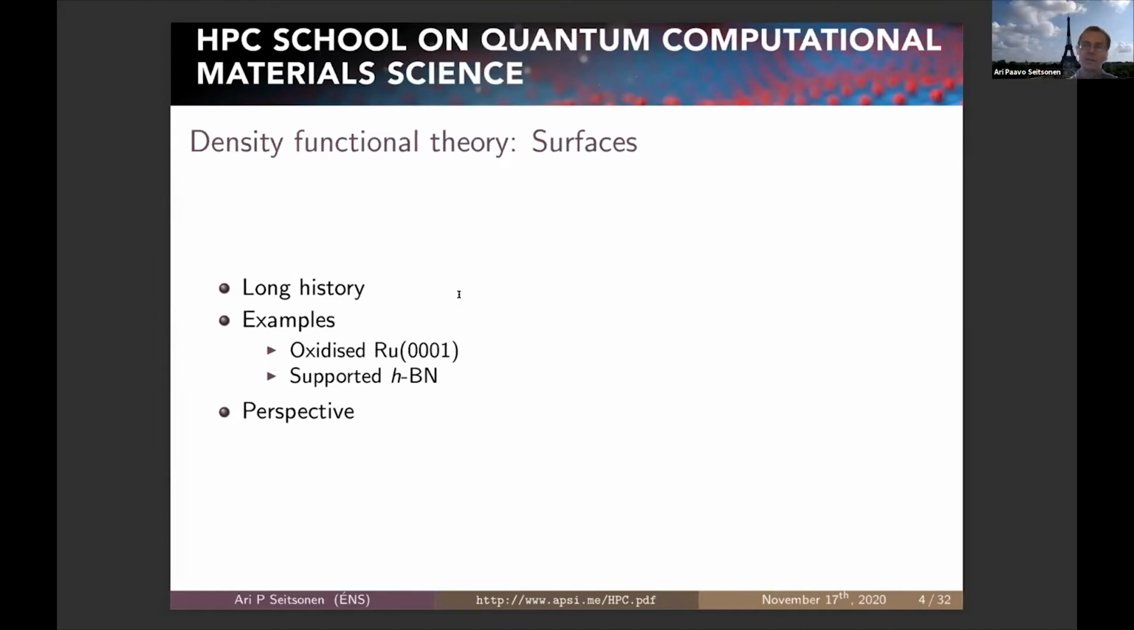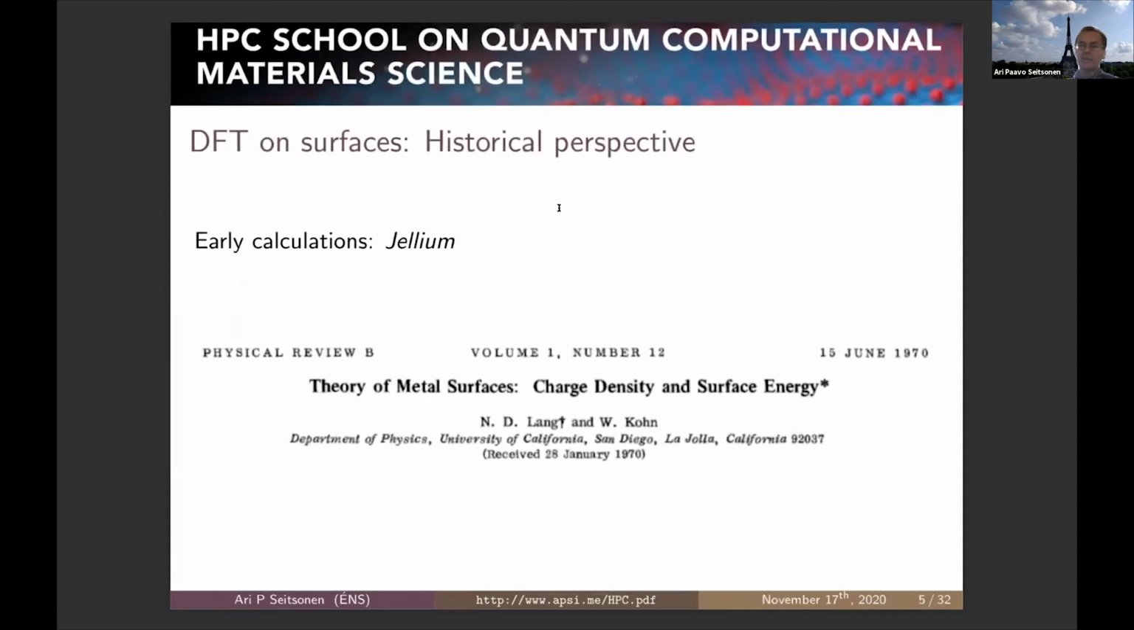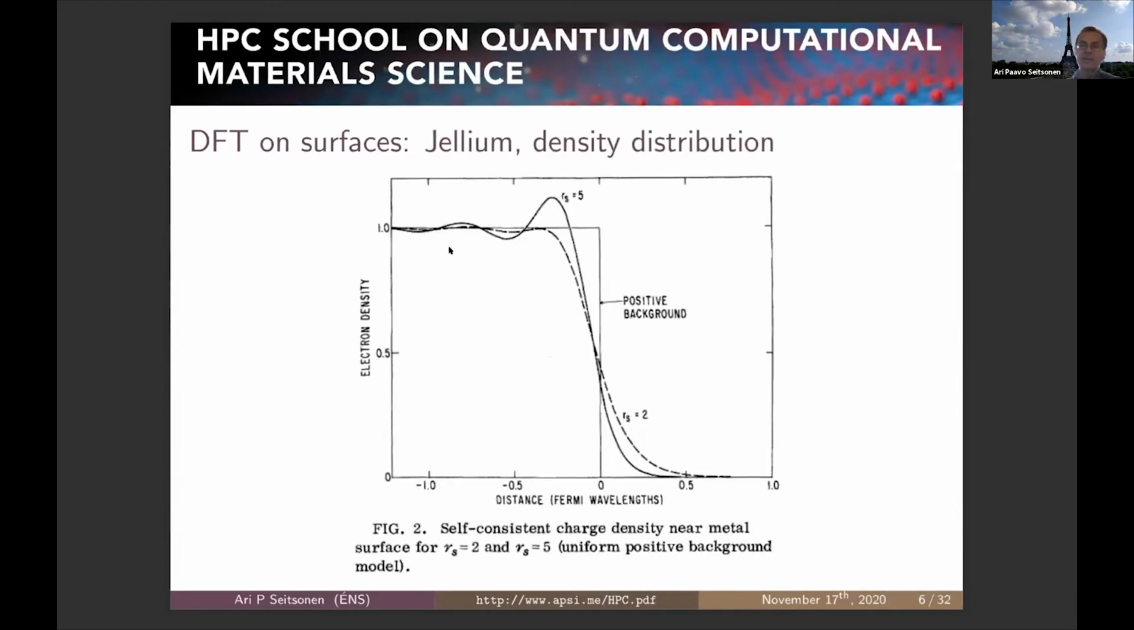About the history of the calculations, you can see that if DFT was introduced in 1964, 1965, the first applications of DFT on surfaces were made already a few years later, which is quite interesting. But the authors had to go to quite a specific approximation, the so-called jellium. It's basically replacing the surface with a one-dimensional model, so you lose the information about the atoms. This is how it looks in practice.